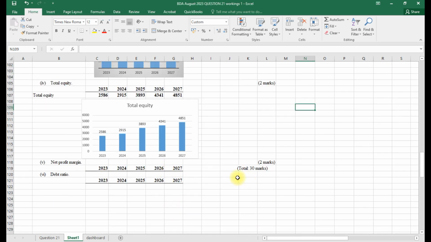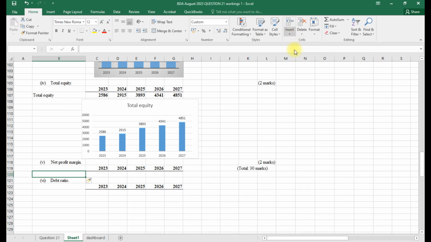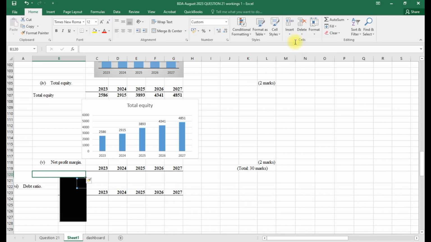We have still remaining with two more. We have the net profit margin. So we'll insert some rows here.